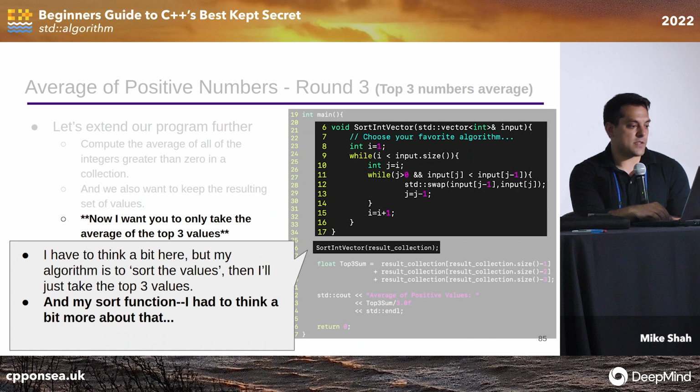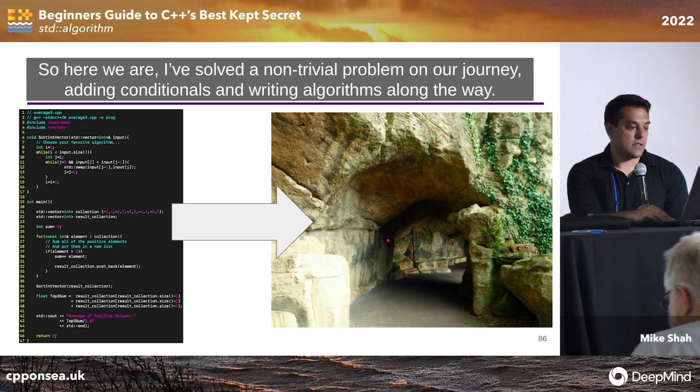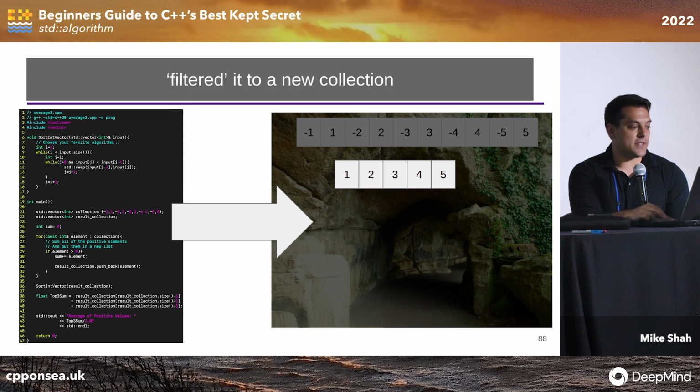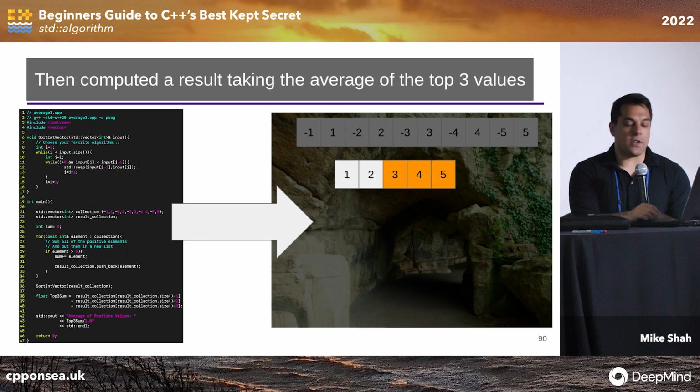And again, this works here. Okay. So here we are. We've solved a non-trivial problem on our journey. We've added some conditionals, we're adding some functions, writing some algorithms on the way. And again, we're solving problems. We acquired some data, filtered to create a new collection, sorted the data. Well, it was already sorted after we filtered it, but we sorted it again, so we got lucky. And then computed the result, taking the top three values.